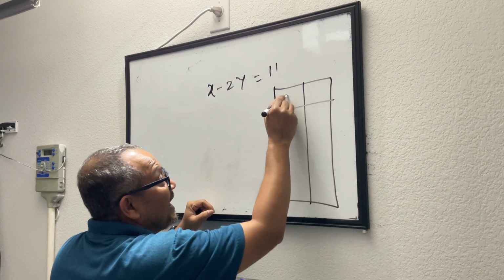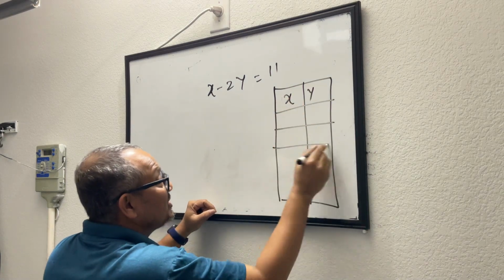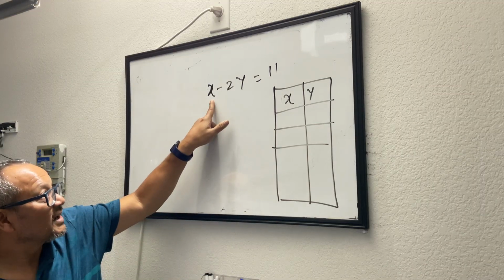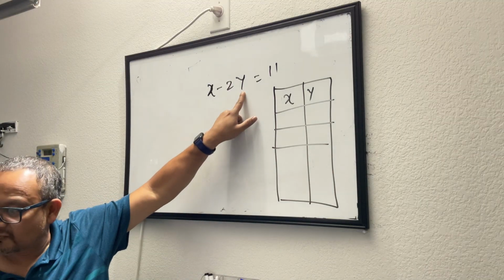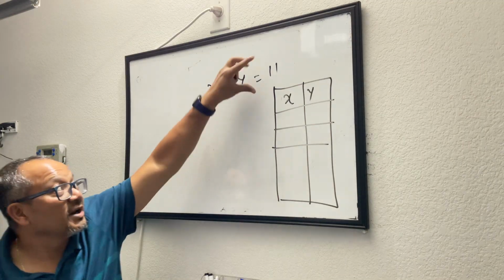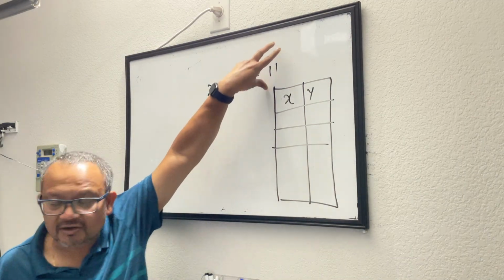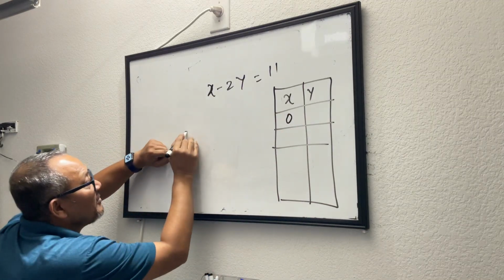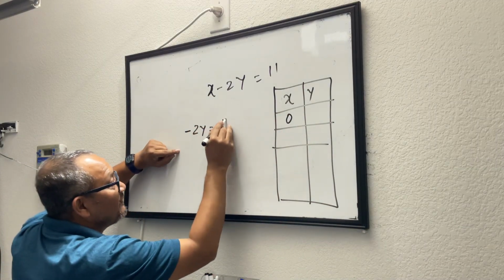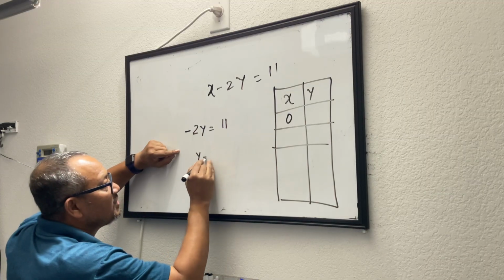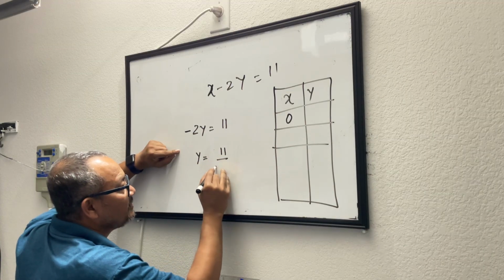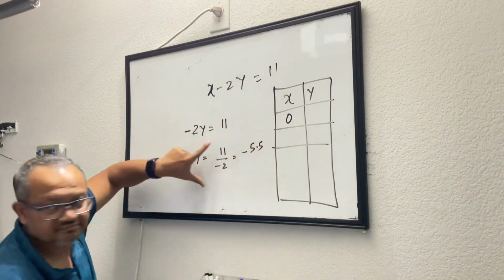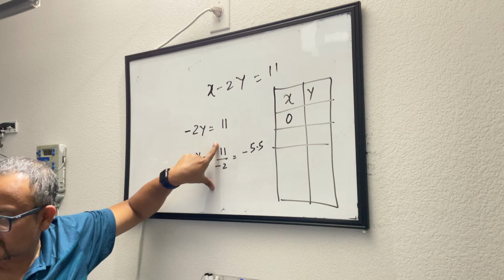X and y have agreed on a certain condition based on this equation, that every value of x will get a corresponding value of y to get the total outcome like this. Now let's say when x is 0. When x is 0, minus 2y equals 11. That means y will be equal to 11 divided by minus 2, or minus 5.5. This part is okay?